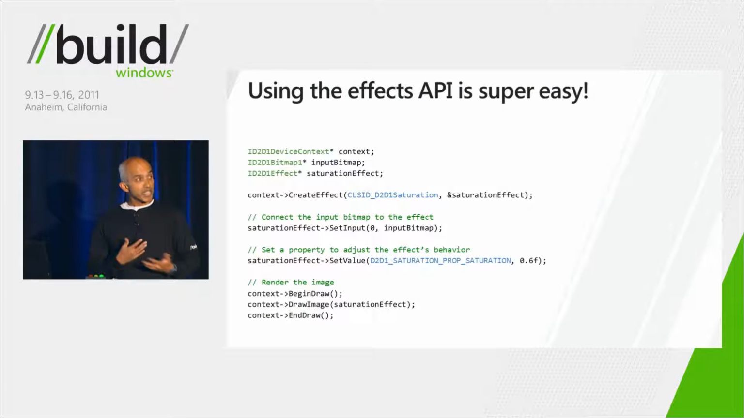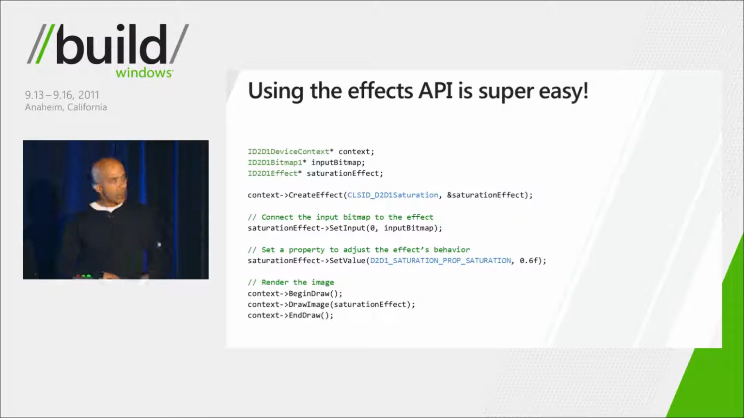So using the effects API is super easy. There are just 3 steps that you need to do once you already set up your Direct2D application. First, you create the effect by calling the create effect API on the ID2D1 device context interface. Second, you connect the input bitmap to the effect by calling set input. And optionally, you will set any properties on that effect using set value. Then finally, you render the image using draw image. It's as simple as that.